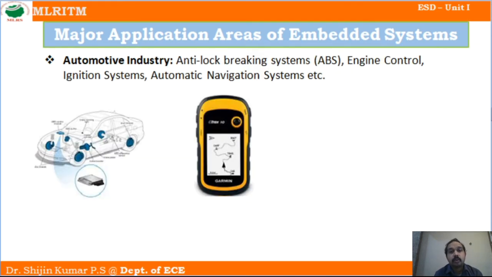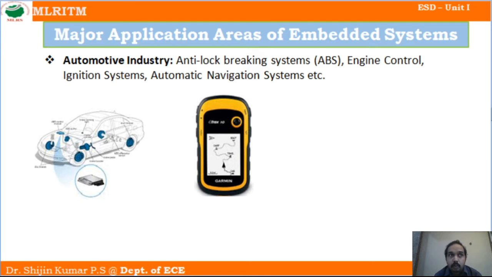Another one is automotive industry. If you look into a car, is it an embedded system? Yes, we can say it is a medium scale embedded system. What are the electronic or controller controlled devices in a car? One is ABS. You may have heard of ABS, anti-locking braking system. It is used to avoid skidding of the vehicle.